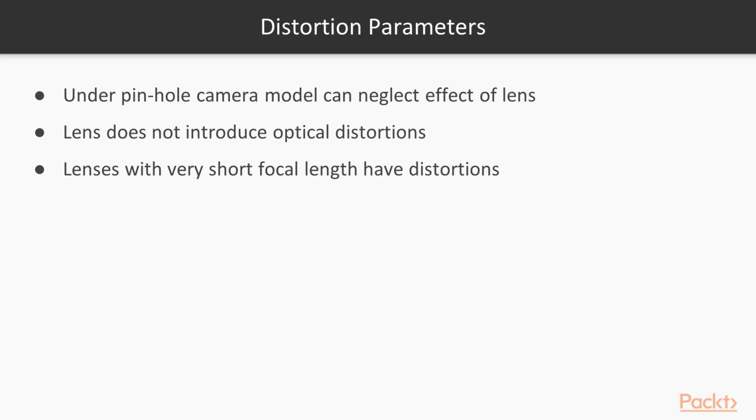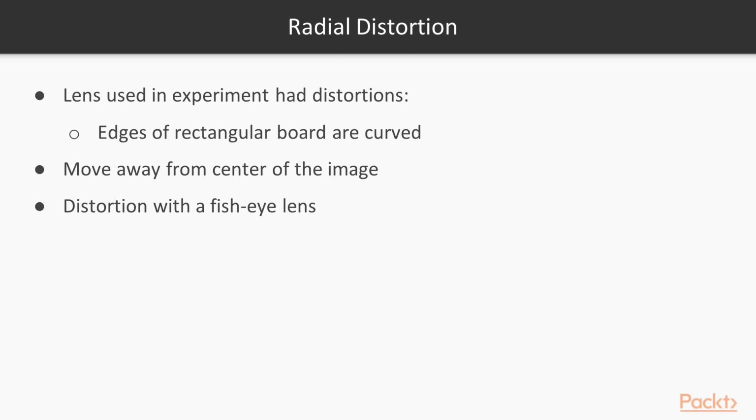Let's now turn our attention to the distortion parameters. So far, we have mentioned that under the pinhole camera model, we can neglect the effect of the lens. However, this is only possible if the lens that is used to capture an image does not introduce important optical distortions. Unfortunately, this is not the case with lower quality lenses or with lenses that have a very short focal length. Even the lens we used in this experiment introduced some distortion.